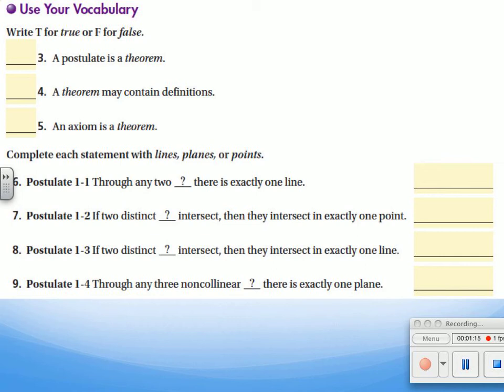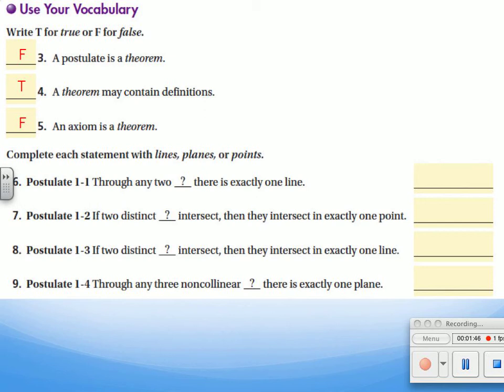So we're going to write true or false, T for true, F for false. A postulate is a theorem. That is false. A postulate is a true statement that is a given fact and a known fact. A theorem may contain definitions. That is true. A theorem may actually be made up of definitions. An axiom is a theorem. Again, that's false. An axiom is more like a postulate. It is a property or a rule.